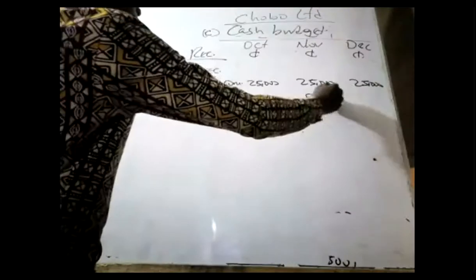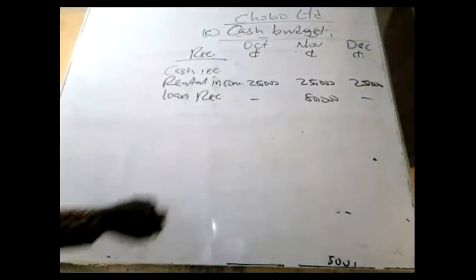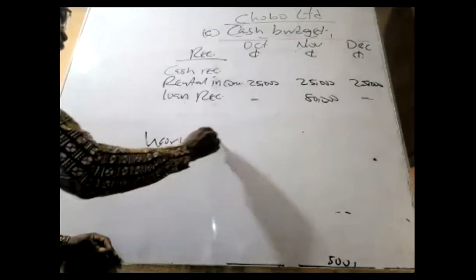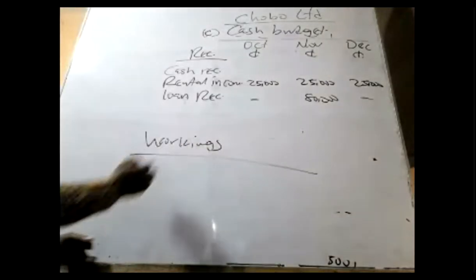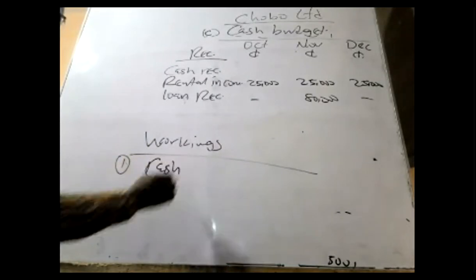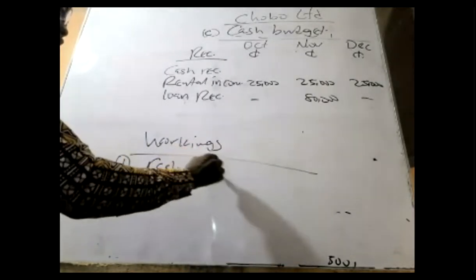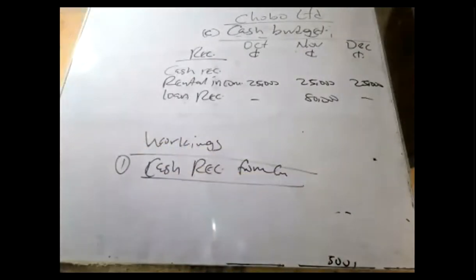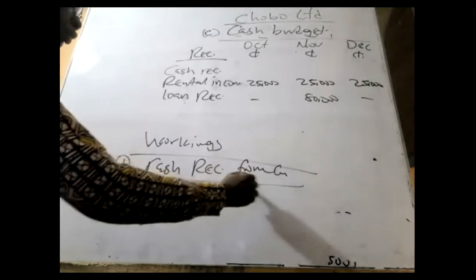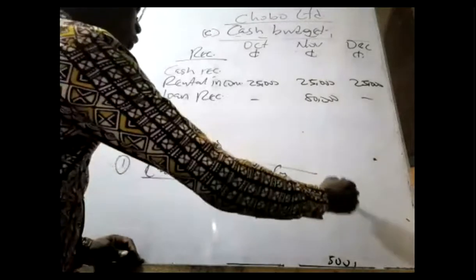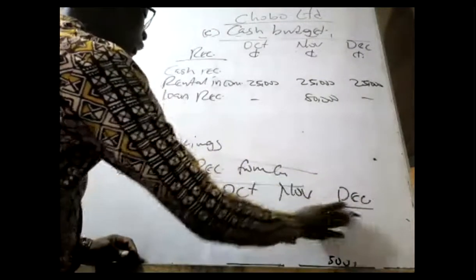80,000 in November, so that's November 80. That's immediately my first working on the list. So first workings. I'm looking for cash received. Cash was received from customers. I'll go to October, I'll go to November, and finally land on December. How do you get it?